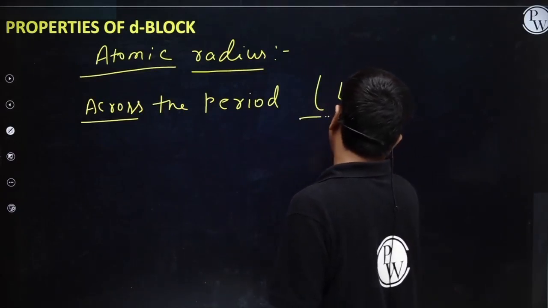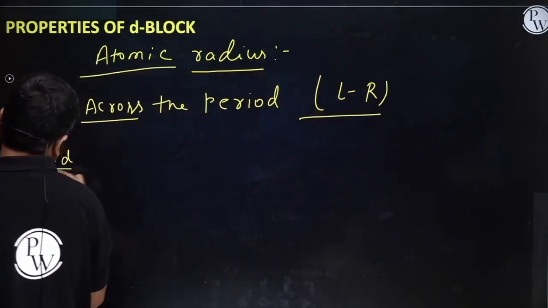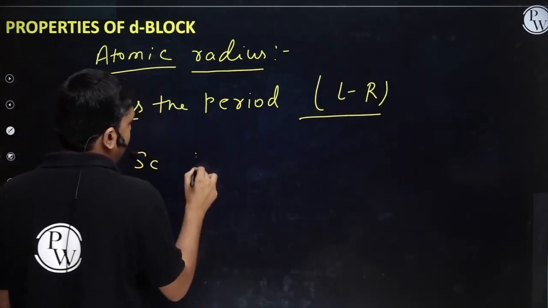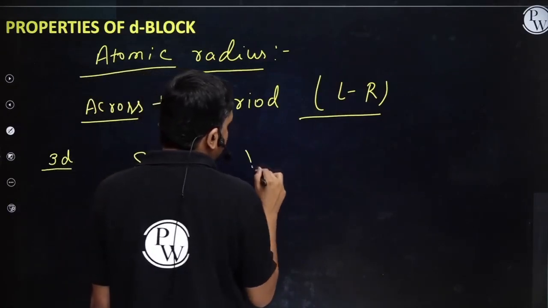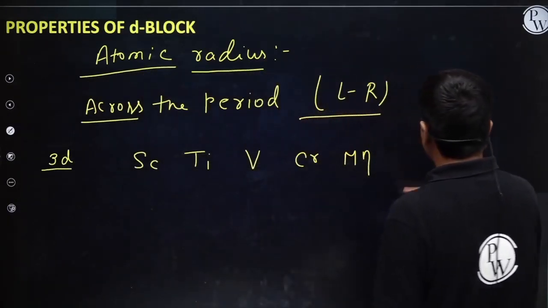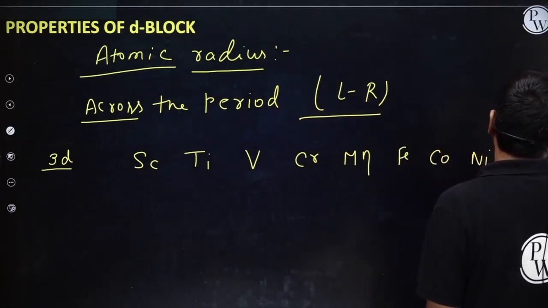Let's first talk about the 3D series itself. The elements in the 3D series are scandium, then titanium, vanadium, chromium, manganese, then iron, cobalt, nickel, copper, zinc.